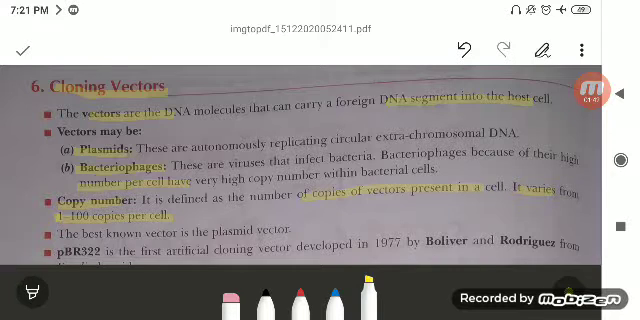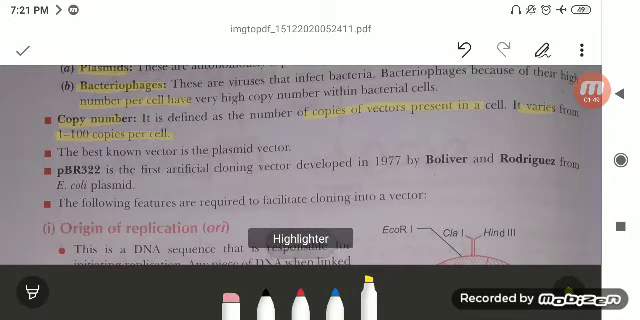The best known vector is the plasmid vector, and pBR322 is the first artificially constructed cloning vector, developed in 1977, where P stands for plasmid, B stands for Bolivar, and R stands for Rodriguez, from the E. coli plasmid, by the number 322.